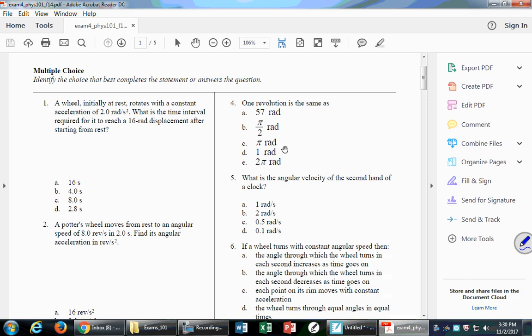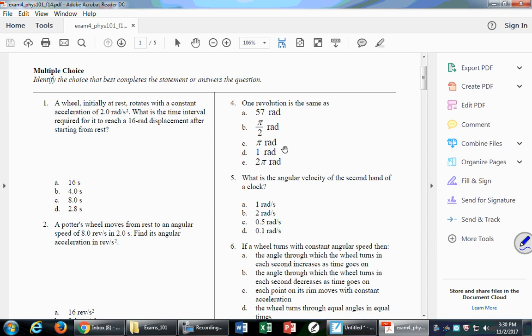Okay, so let's look at number 1. And really at this point with these kinematics questions, it's just being able to read them and pick out the proper quantities and then apply the right equation. But that's not always easy if you're not familiar with them.